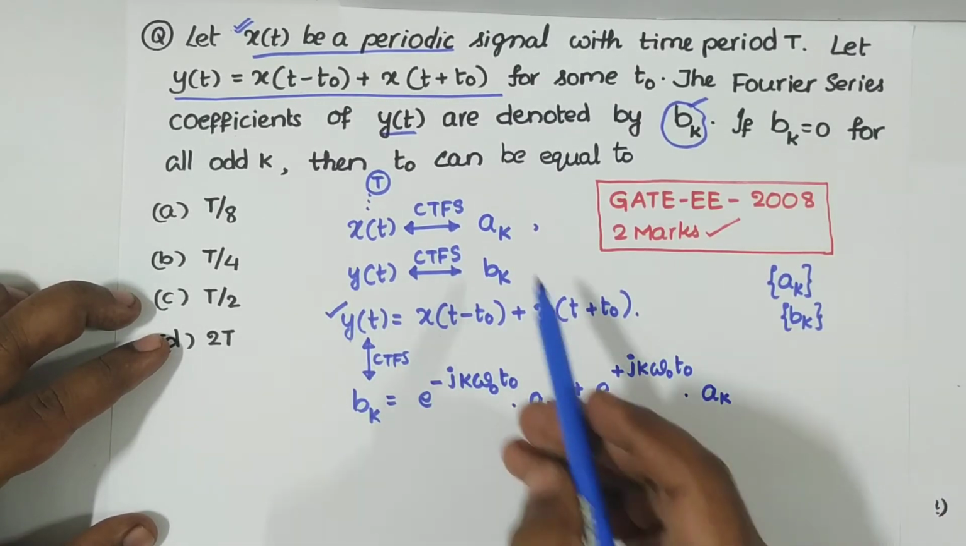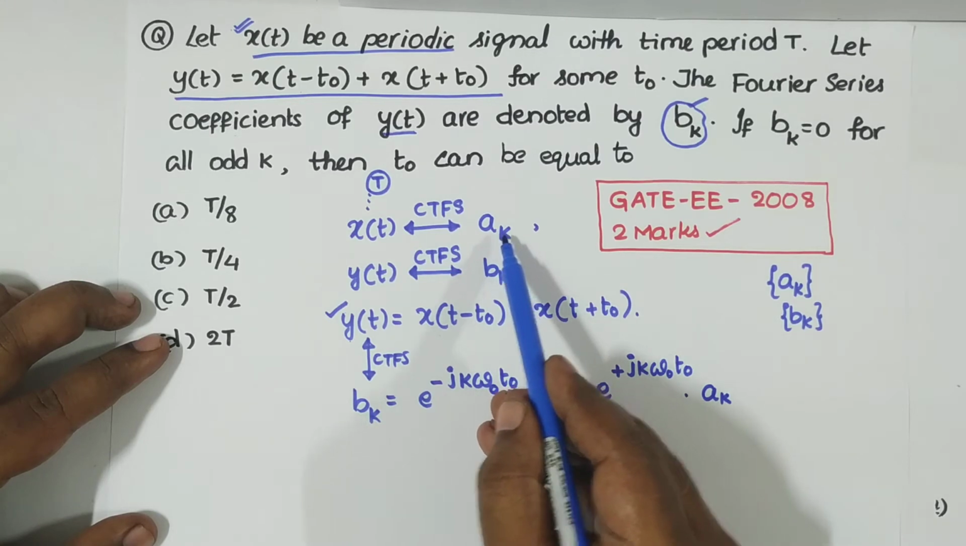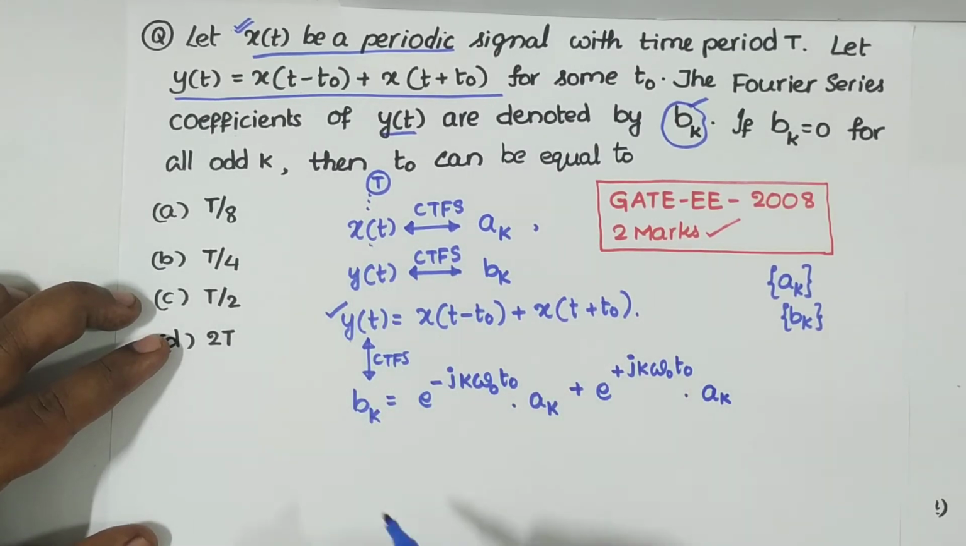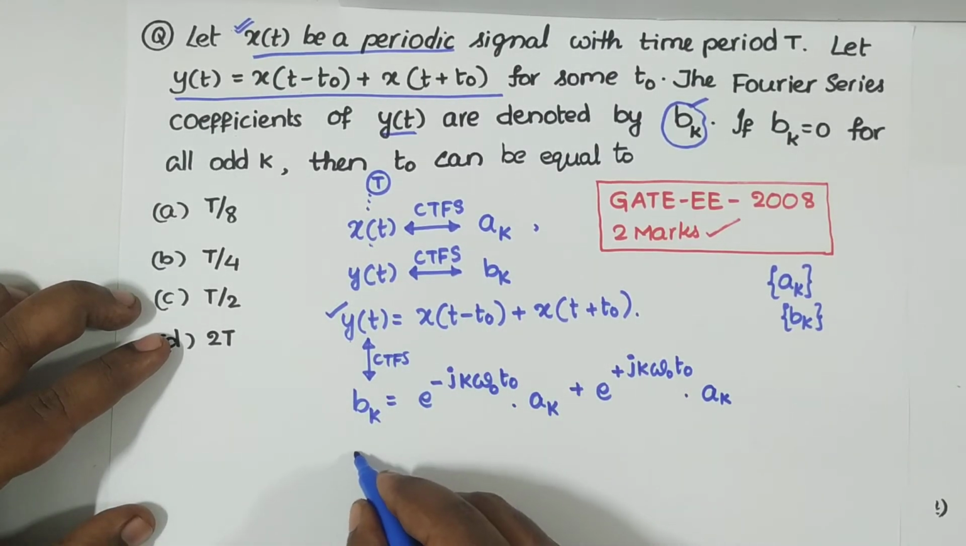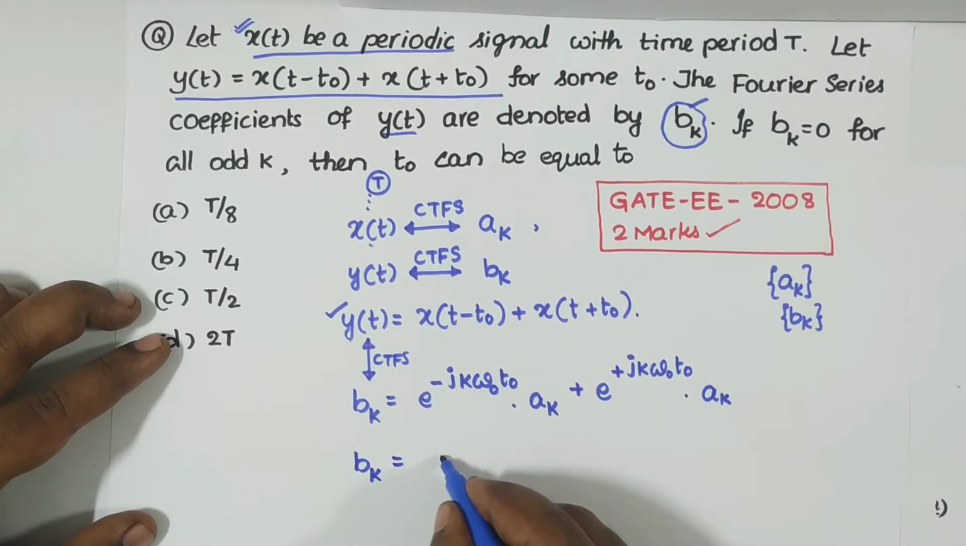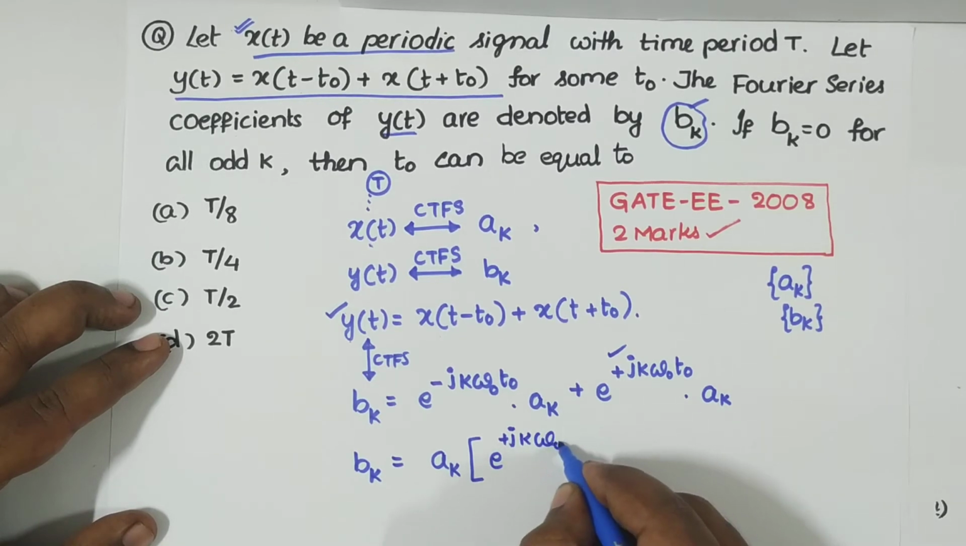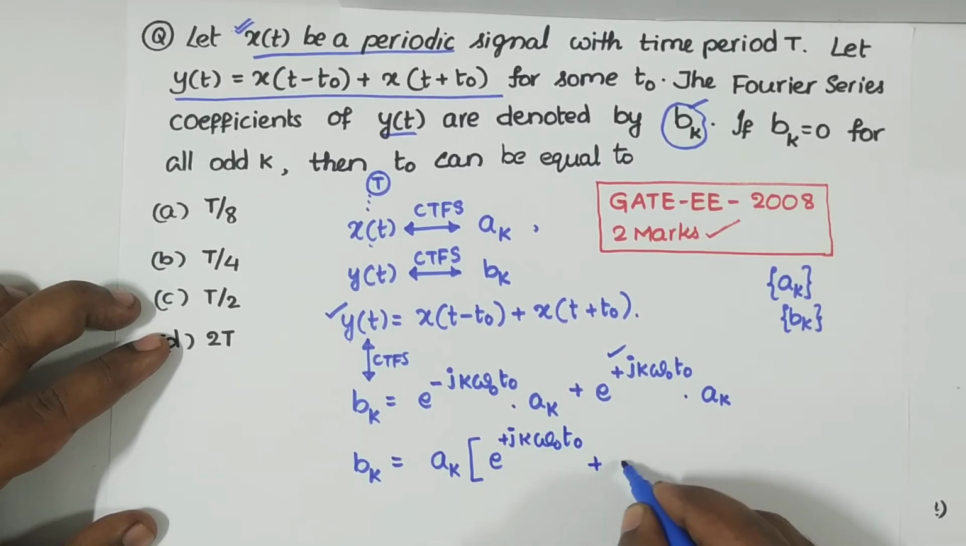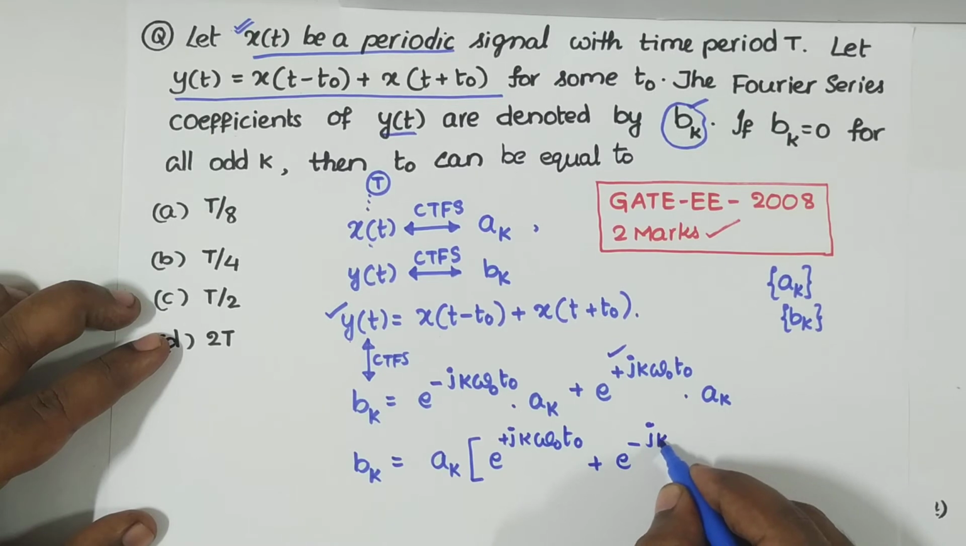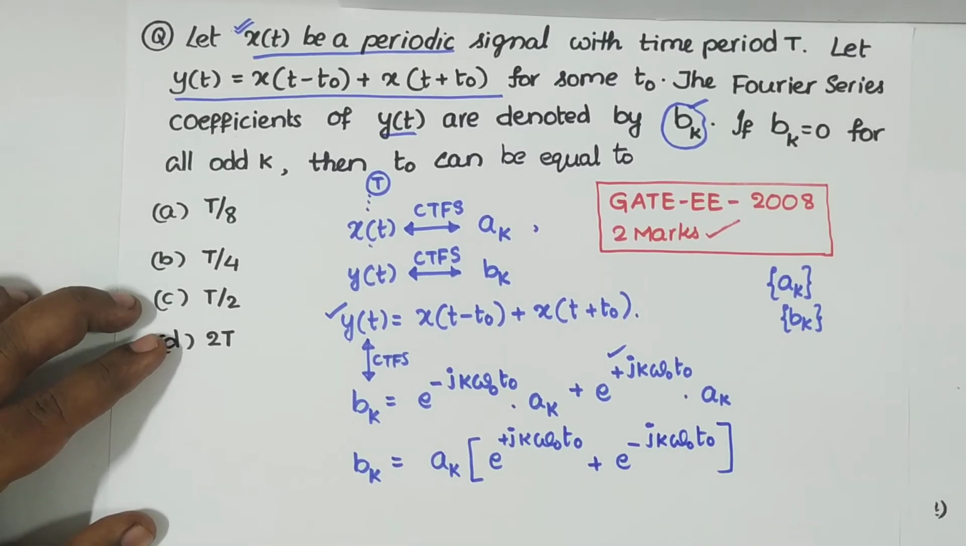Yeah, because this a_k is the Fourier series coefficients of signal x of t. Okay, so therefore now, what is b_k? So b sub k, this fellow, I can take this a sub k as common, and you have e power positive jk omega naught t naught, plus e power minus jk omega naught t naught. Now what can I do?